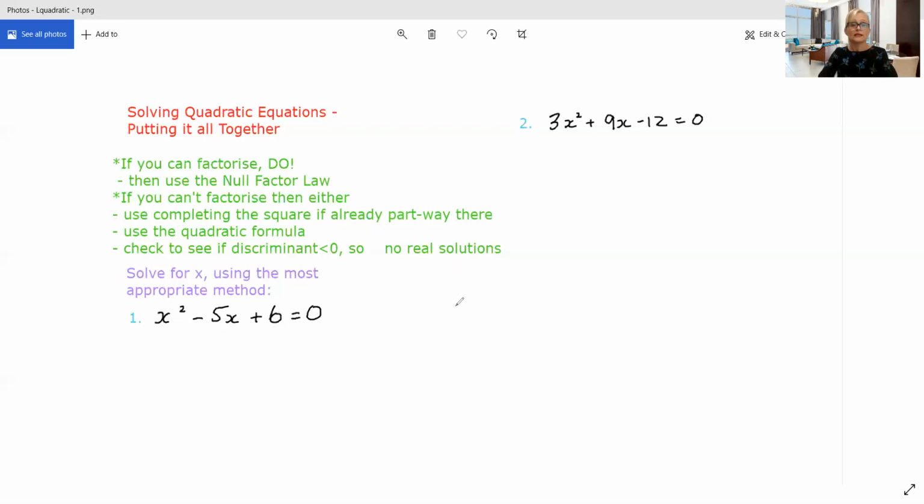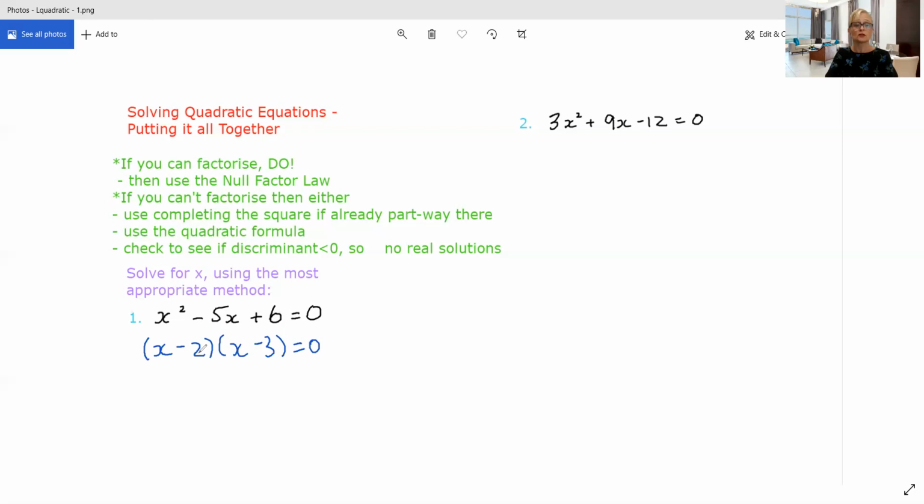All right, let's have a look at this first one here. X squared minus 5x plus 6 is 0. All right, we've got a 1 in front of our x squared. Can we find two numbers that multiply to give positive 6 and add to give negative 5? Yes, we can. X minus 2, x minus 3 equals 0. That was fairly easy to factorise.